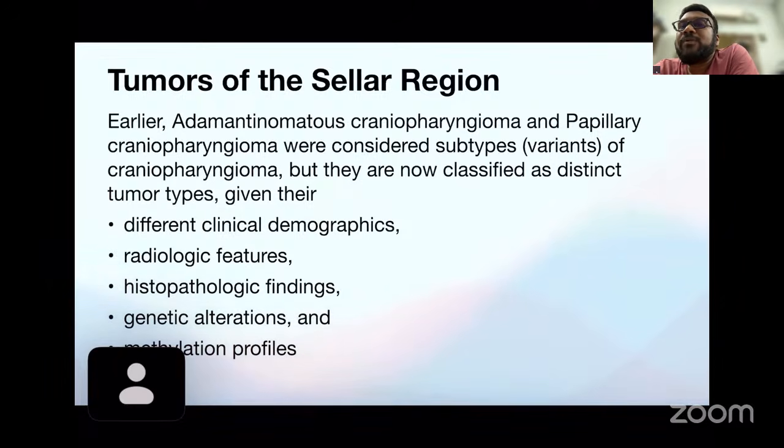So now coming to the tumors of the sellar region. Earlier we had adamantinomatous craniopharyngioma and papillary craniopharyngioma. Earlier they were considered subtypes, that is variants of craniopharyngioma. Now they are classified as separate, distinctive tumor types in themselves because of the different clinical demographic features, radiological features, distinctive histopathological features, genetic alterations, and methylation profile. So adamantinomatous and papillary are no longer considered subtypes, but rather distinctive types of the region itself.